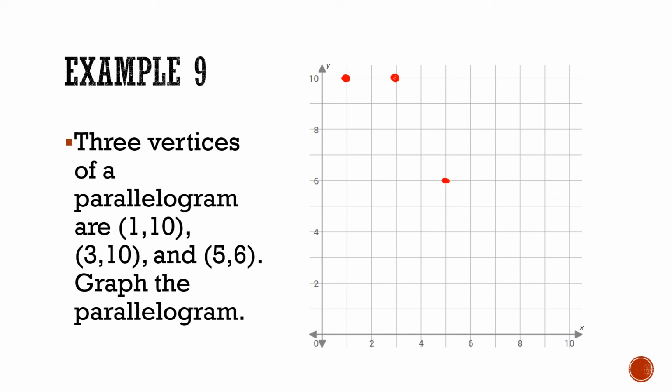So go ahead and figure out where you can connect some of these. So it would be this point right here. Remember the opposite sides are parallel, meaning they'll never intersect with each other. So that last point was at 3, 6.